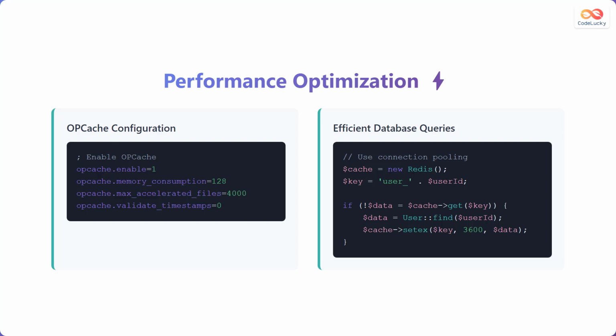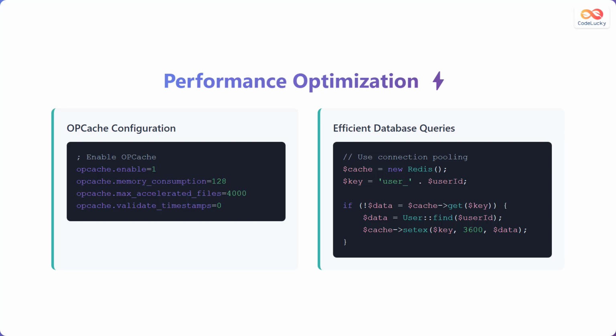Next, we will look at performance optimization. Optimizing the performance of your PHP application is essential for a good user experience. You can configure OPcache to store precompiled script bytecode in shared memory. This drastically improves the speed of PHP applications.